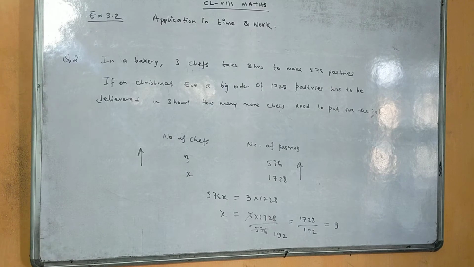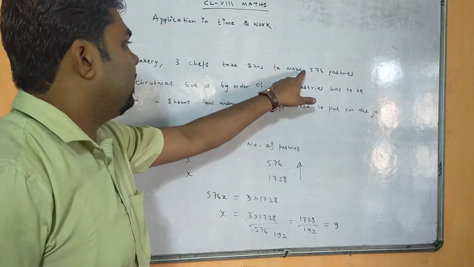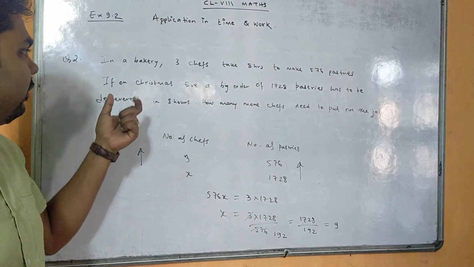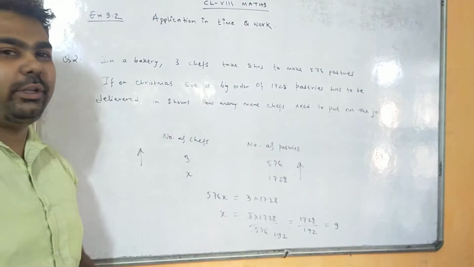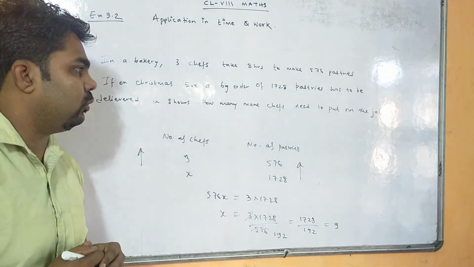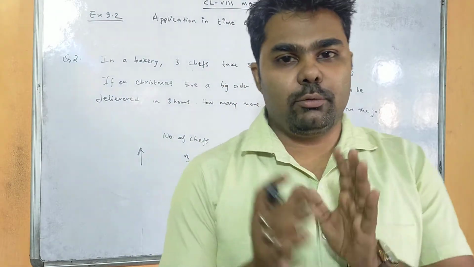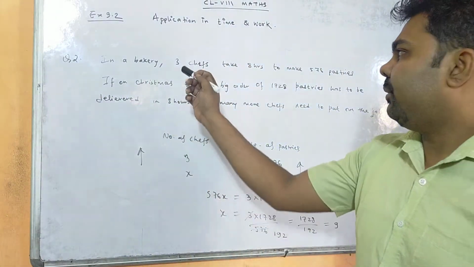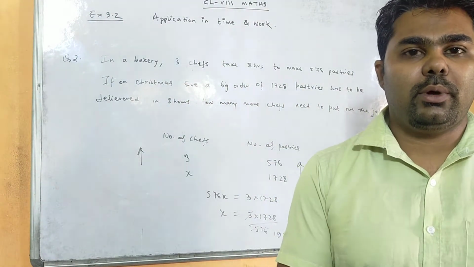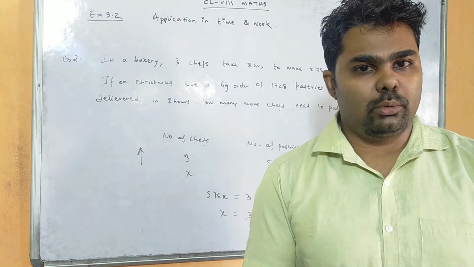So next question we have: in a bakery, 3 chefs take 8 hours to make 576 pastries. If on Christmas Eve a big order of 1728 pastries has to be delivered in 8 hours, how many more chefs need to be put on the job? You see, the time period is the same, that is 8 hours. 3 chefs are making how many pastries? 576 pastries. Now if you require 1728 pastries, how many more chefs will be required?